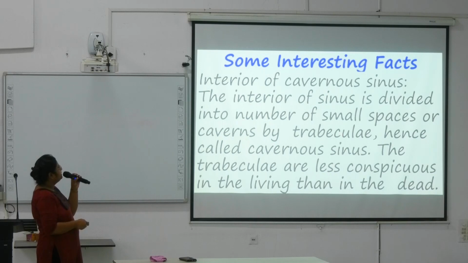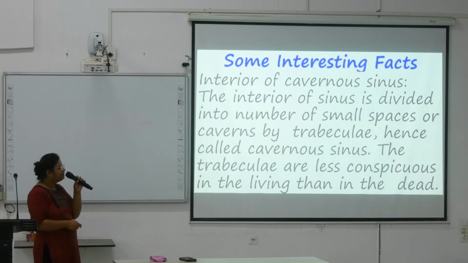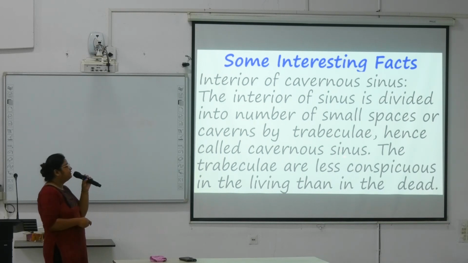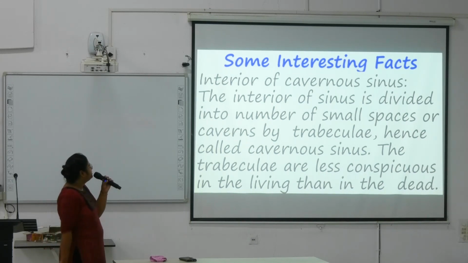Okay, the interior of the cavernous sinus is divided into a number of small spaces or caverns by trabeculae. Okay. Trabeculae means projection. Hence it is called cavernous sinus. Okay, that's why the name is given. And the trabeculae are less conspicuous in the living than in the dead. Okay, more prominent in the dead. Next.